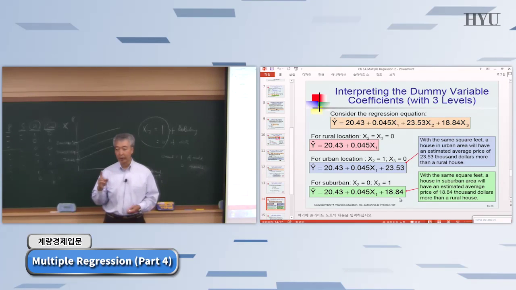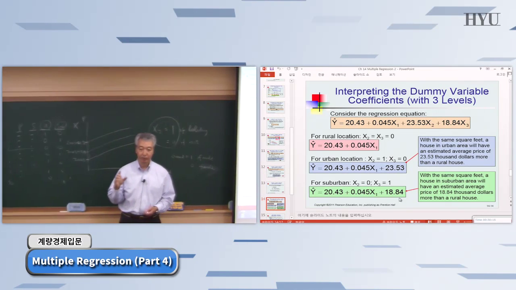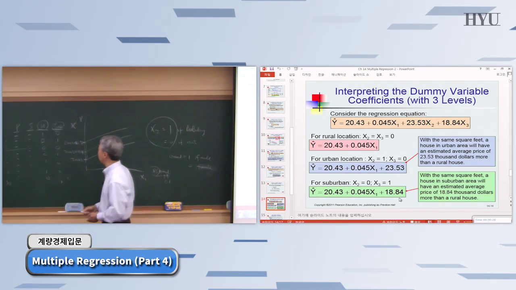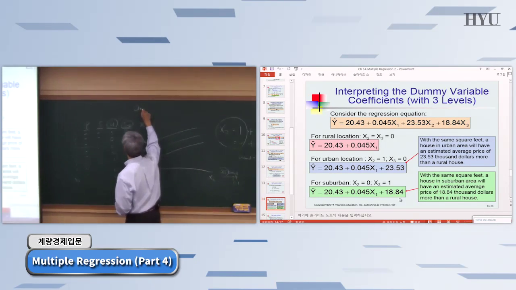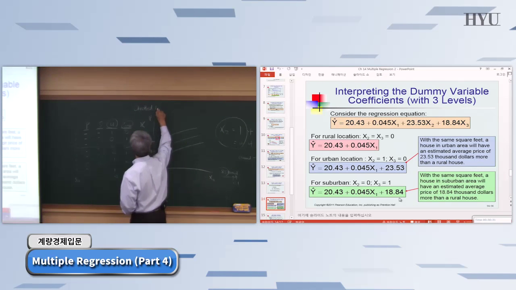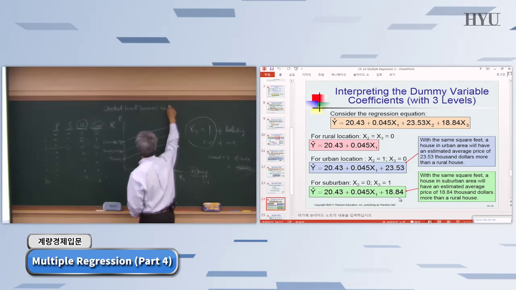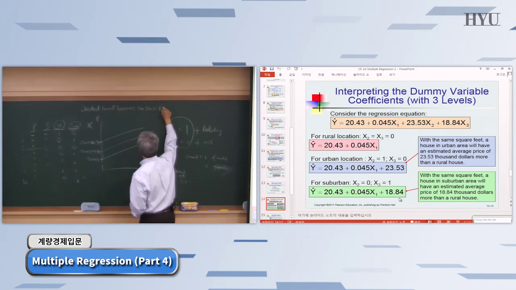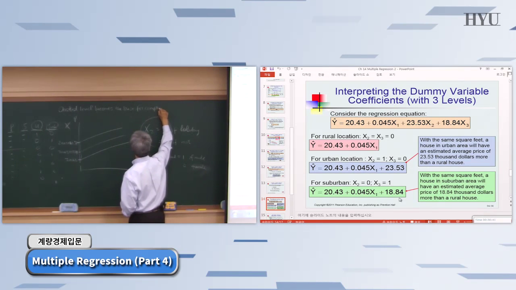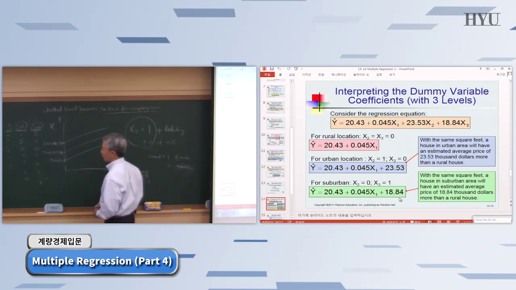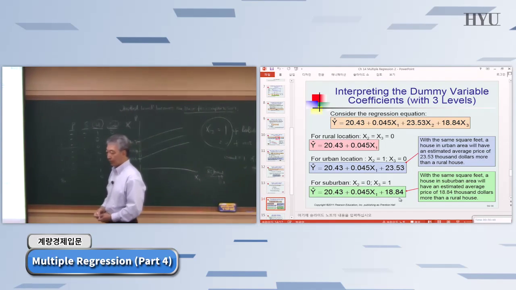So you need to omit one level. Out of all the levels, you always omit one level, and that omitted level becomes the base for comparison. Remember that. Everything is compared to that omitted level.